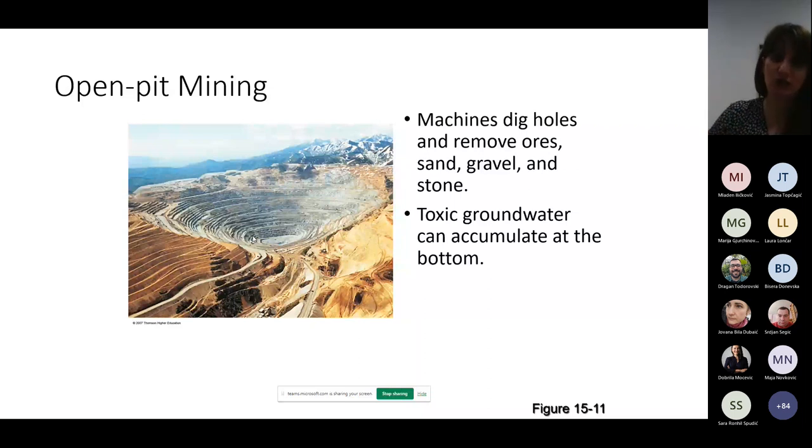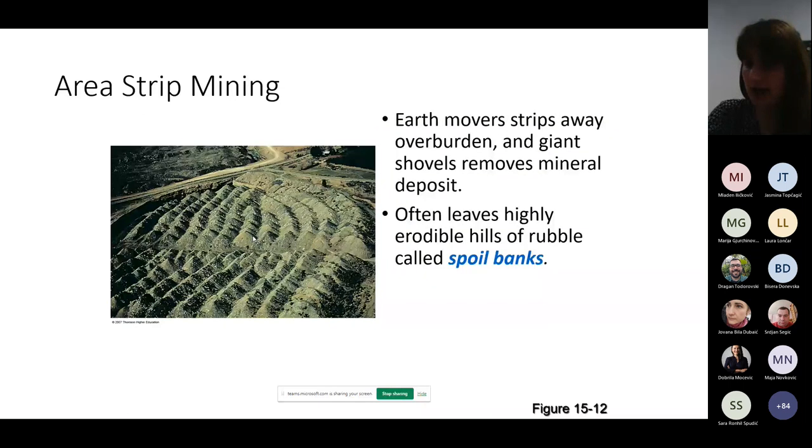So it can enter the ecosystem and can reach humans by different levels in the food chain. This is area strip mining, where an earth mover strips away overburden, and giant shovels remove mineral deposits. It often leaves highly erodible hills. So this is a huge problem, and spoil banks, also called spoil banks.